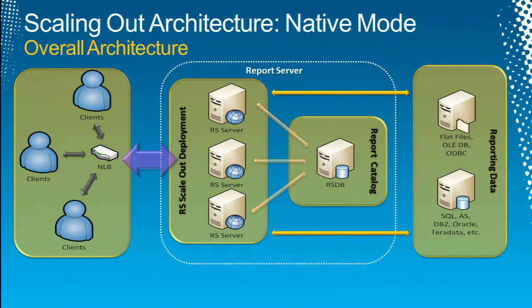It hits the RS application server. The RS application server, whichever one it hits, goes to the RS catalog, retrieves the metadata for the report, and then, assuming you're doing a live report and not a historical snapshot, it'll go back to the underlying data source and pull that data back. So what you're basically seeing here is there's one report catalog, but you can scale out to multiple front-end RS servers.